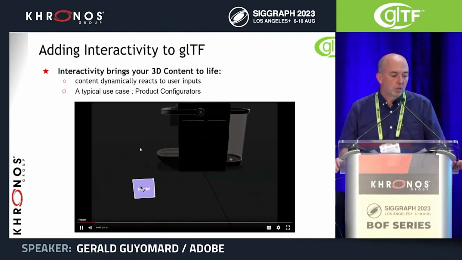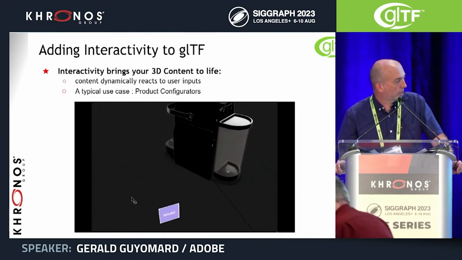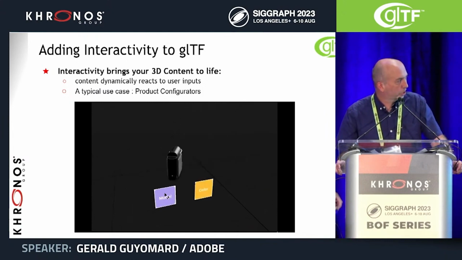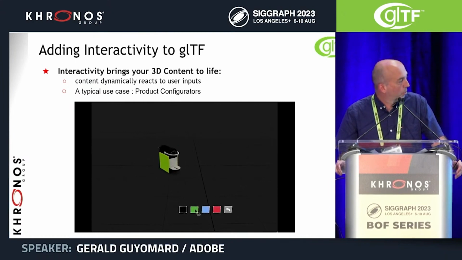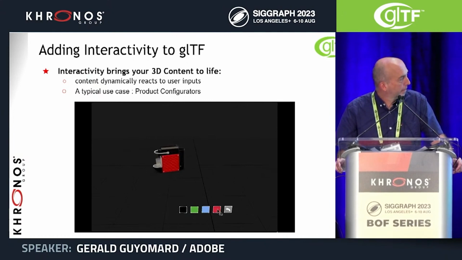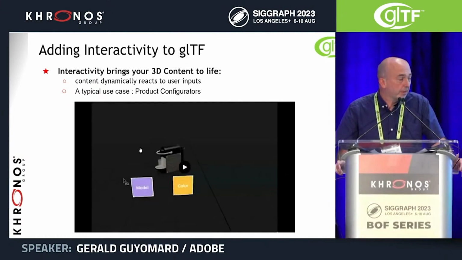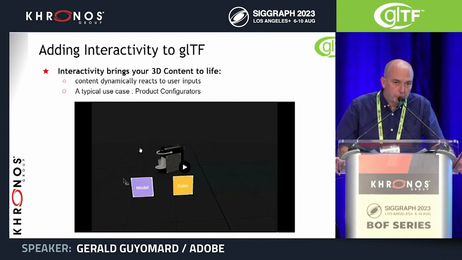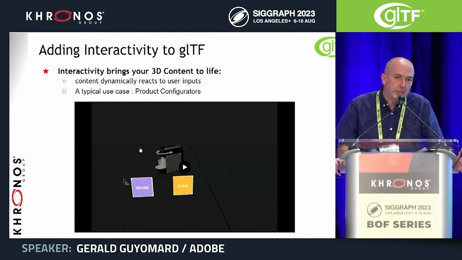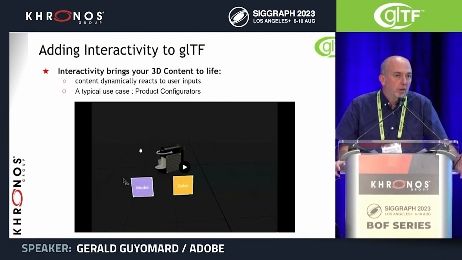So what you see here is a coffee machine, where there is a model button where you can change from one model to another. There is also a color button where you can pick the color you want for the coffee machine. And that's really interactivity. It's where your content dynamically reacts to your user input. That makes your content more compelling, and brings your content to life.